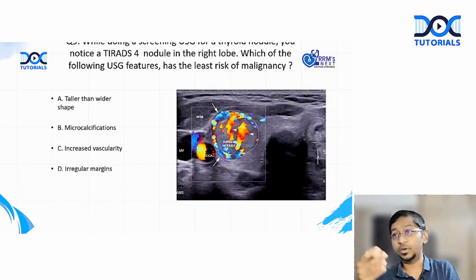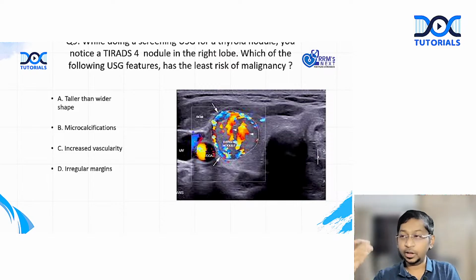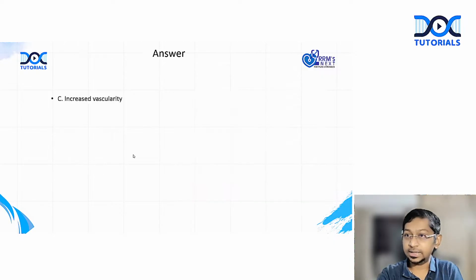So which of the following has the least risk of malignancy? Taller than wider, microcalcification, increased vascularity, or irregular margins. The correct answer here is increased vascularity. Remember, increased vascularity is not necessarily a sign of malignancy.